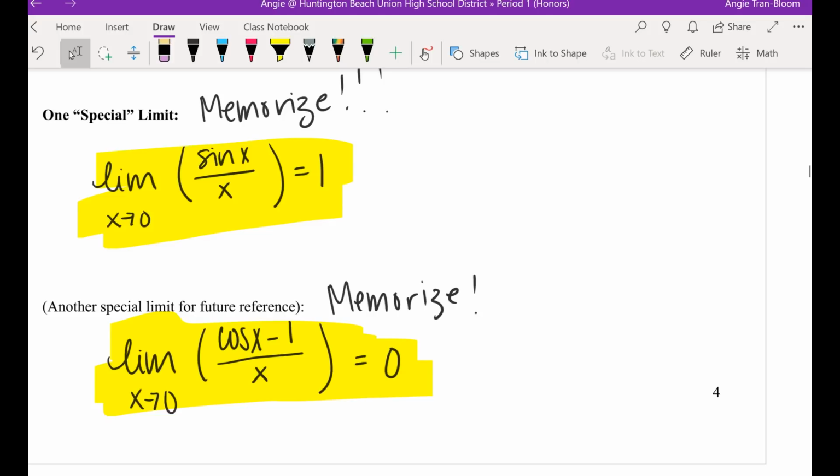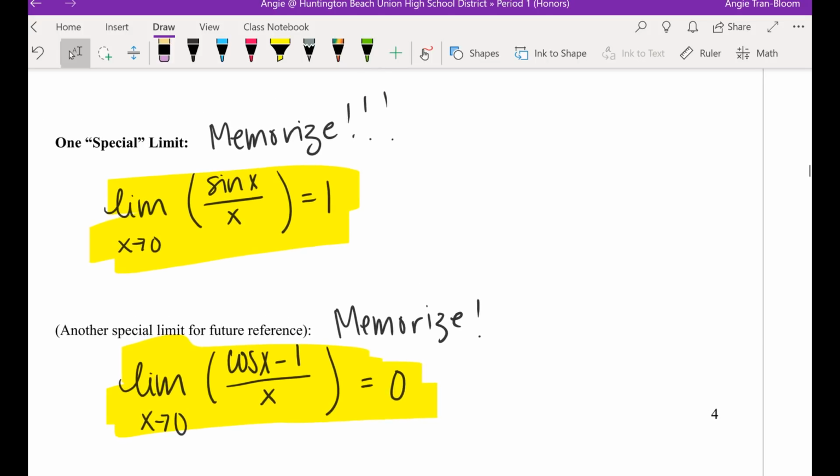Now, memorize those two. In addition, don't forget to write down your joke. This is the end of our notes.